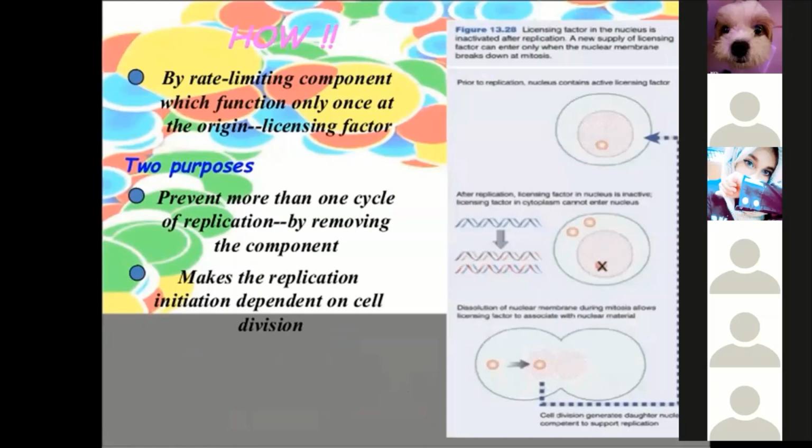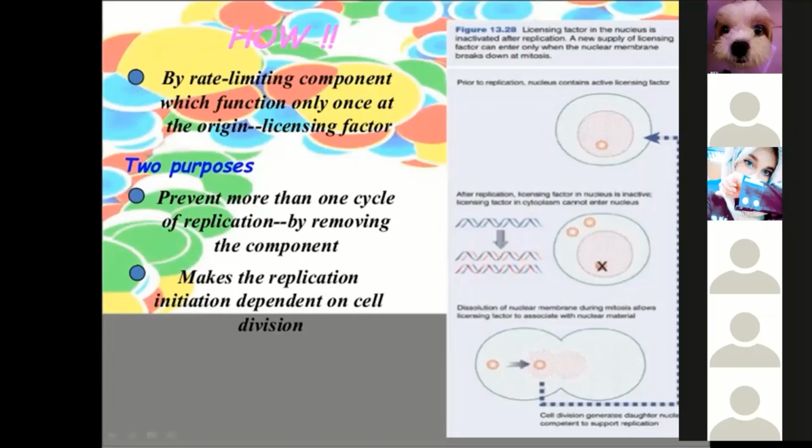There is a rate-limiting component which functions only once at the origin: the licensing factor. So there are some licensing factors which are responsible for seeing to it that DNA replication takes place only once per cycle. There are two purposes of these licensing factors. One is to prevent more than one cycle of replication by removing the component, which makes replication initiation dependent on cell division.